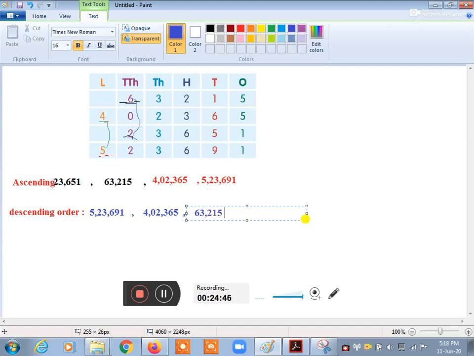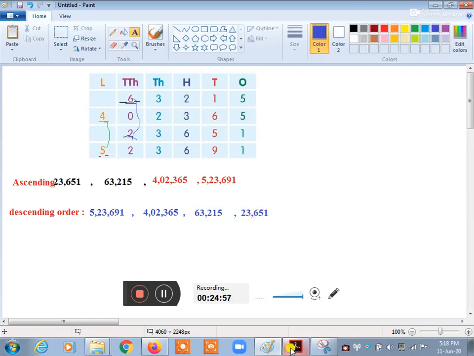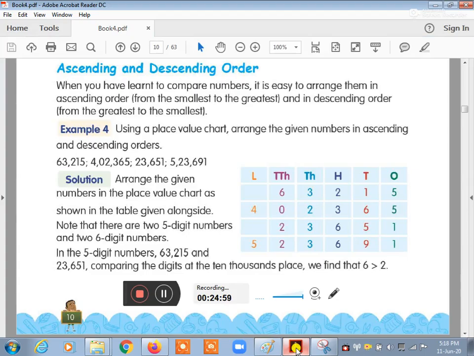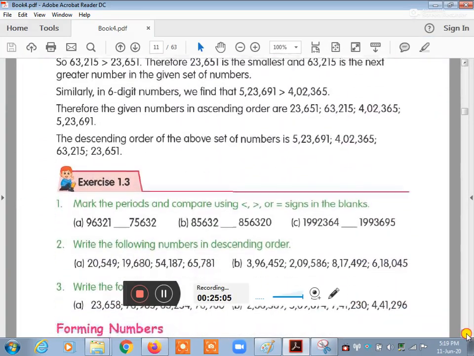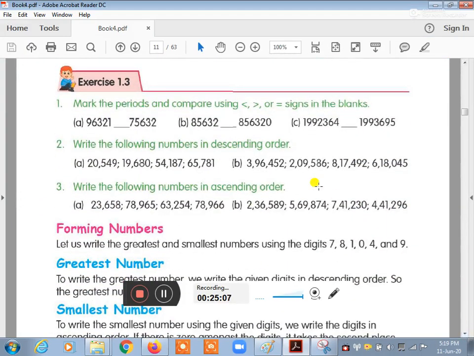So 63,215, next is 23,651. Hope all are clear with ascending and descending order. We'll do the exercise 1.3.